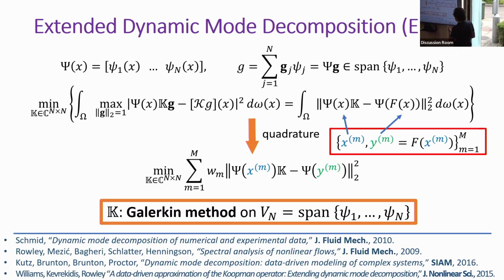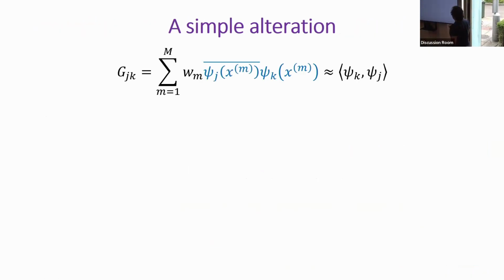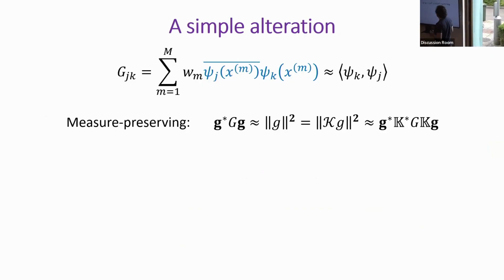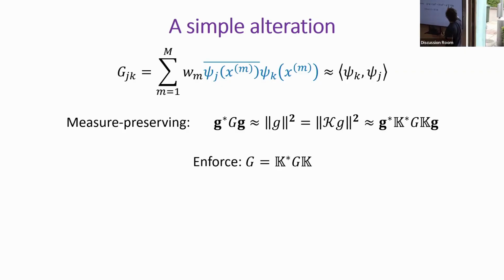Okay, so we have this least squares problem. Here's the simple alteration. Remember, we had this approximation of the Gram matrix, or the inner product between the basis vectors. And measure preserving means, well, what does it mean? If I take my vector of coefficients, this is going to be approximately equal to the norm of g squared. We're in an isometry, so this is the same thing as the norm of Kg squared, which is the same thing as this. We want this to hold for all possible choices of g. So we're going to enforce that this matrix here is equal to this matrix.